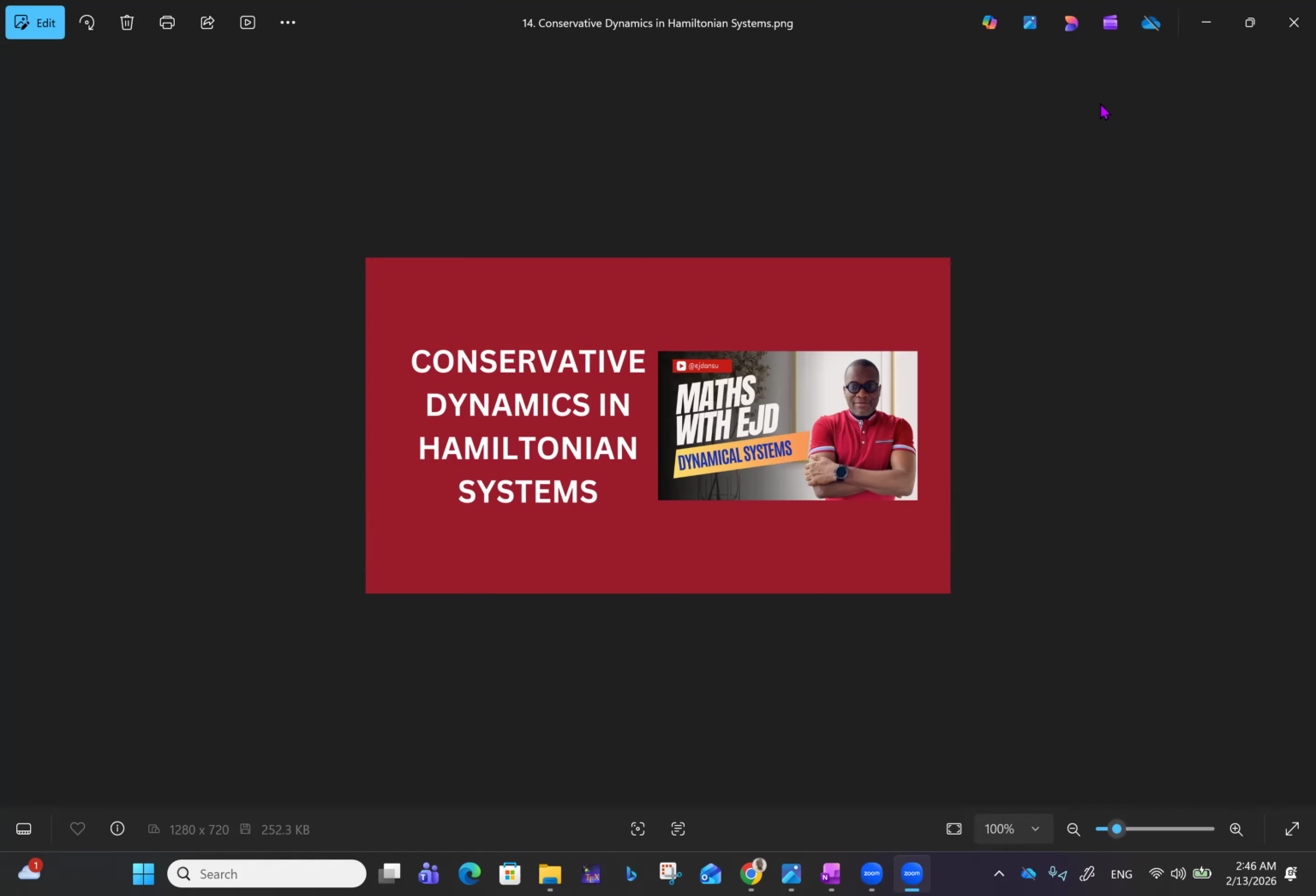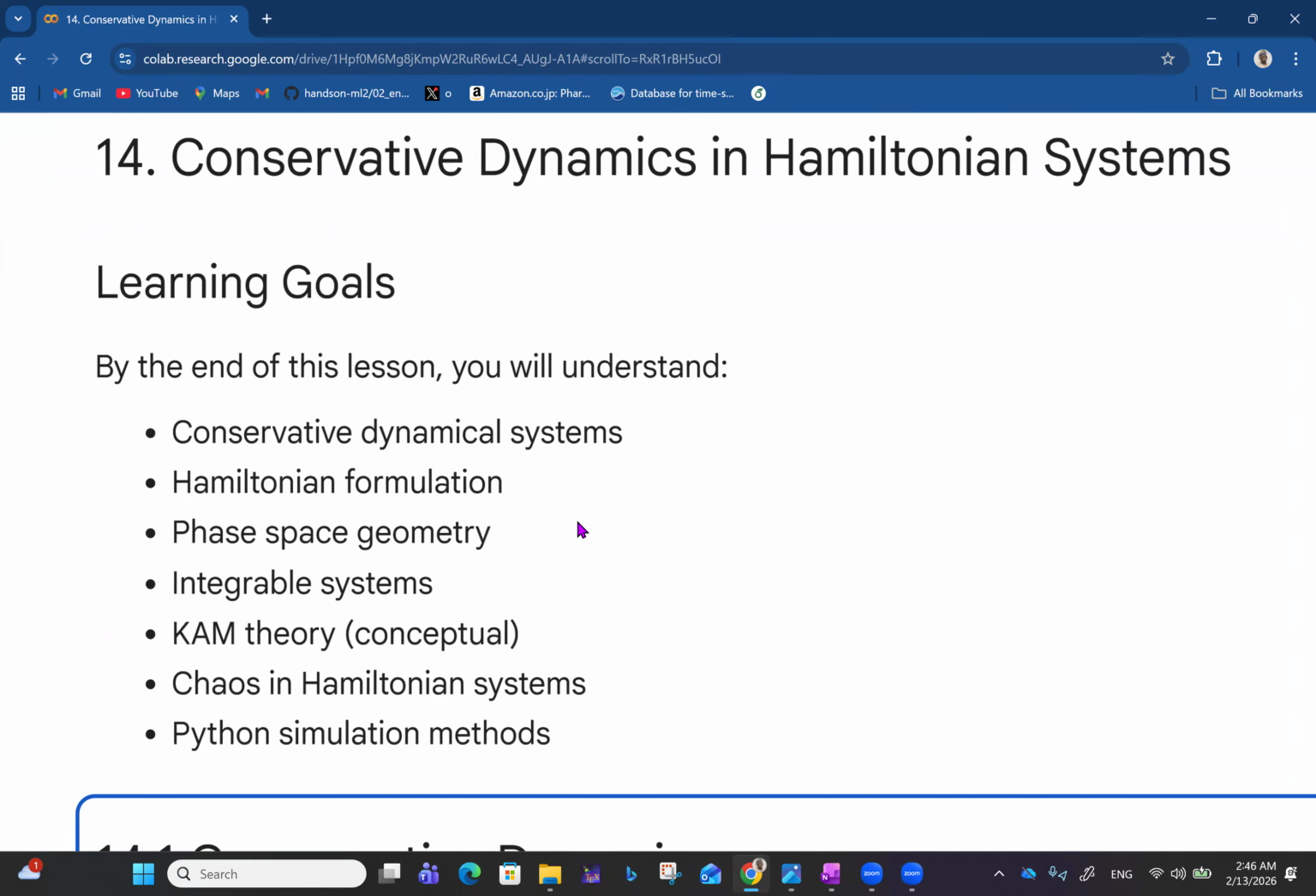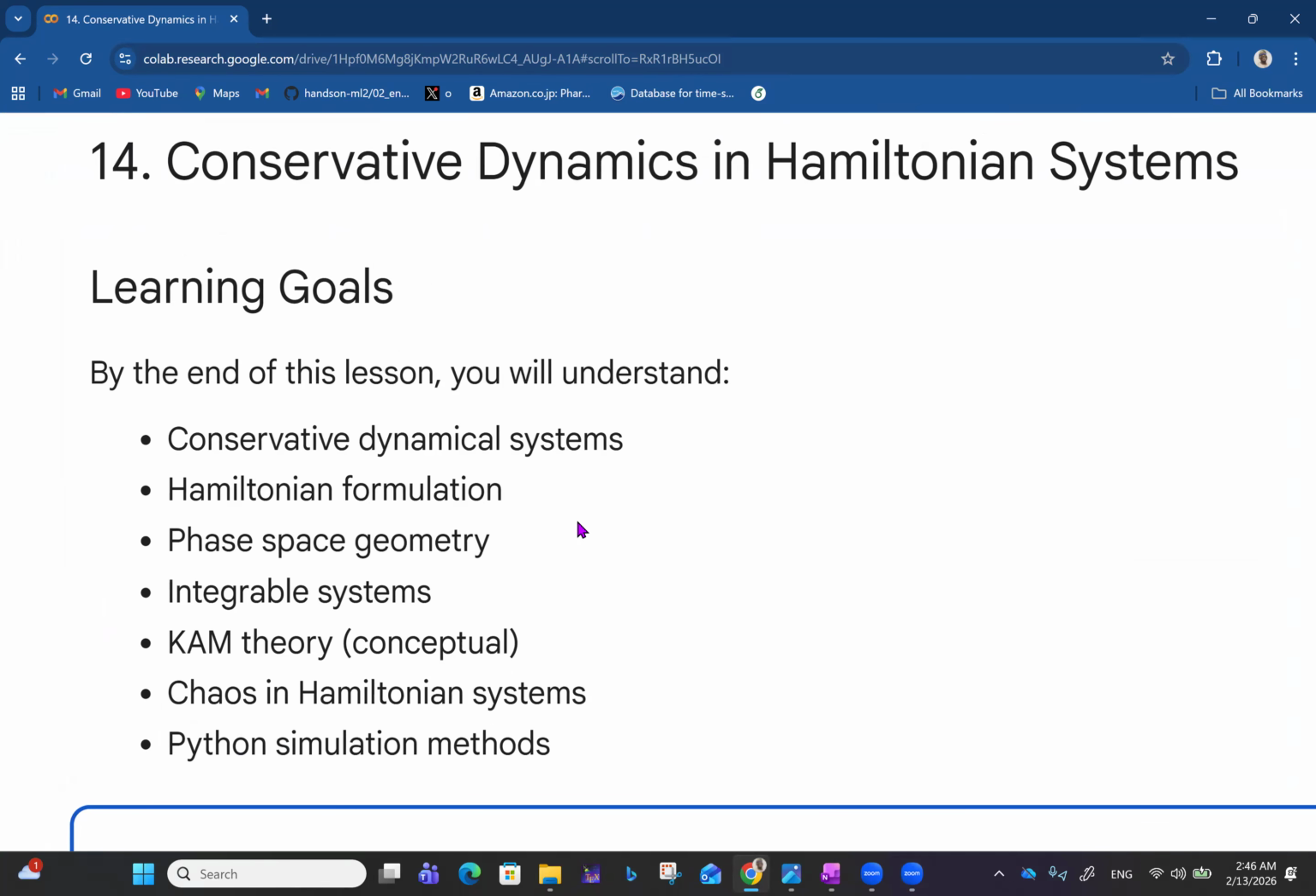Still under invariant structures, we are looking at conservative dynamics and Hamiltonian systems. In the other video, we had looked at manifolds and geometry and dynamical systems. For conservative dynamics and Hamiltonian systems, we'll be looking at learning goals. By the end of this lesson, you will understand conservative dynamical systems, Hamiltonian formulation, phase space geometry, integrable systems, KAM theory, the conceptual theory. Then we'll look at chaos in Hamiltonian systems and some Python simulation methods.